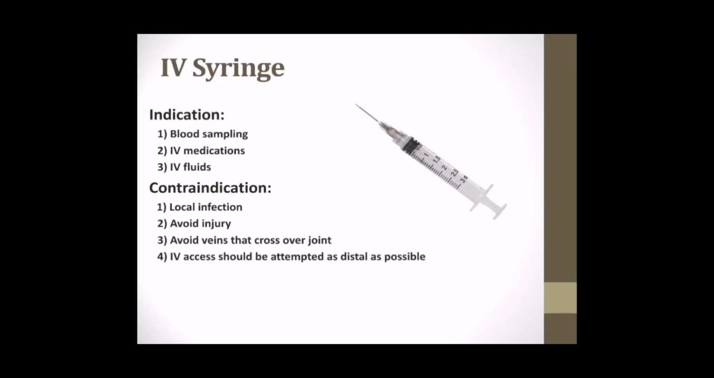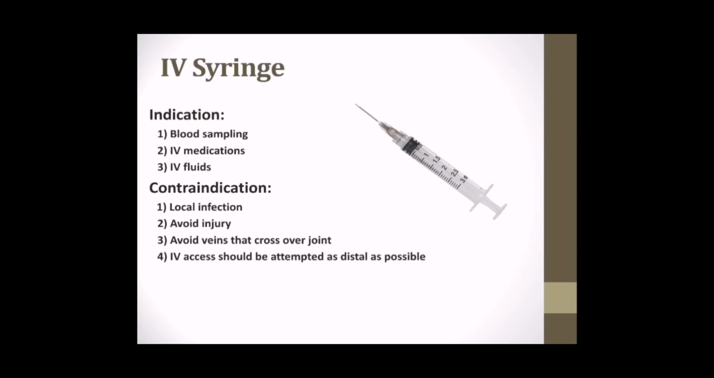And we have the IV syringe. Indications for use are: number 1, blood sampling. Number 2, IV medications. Number 3, IV fluids. Contraindication is number 1, local infection, chances are very high.